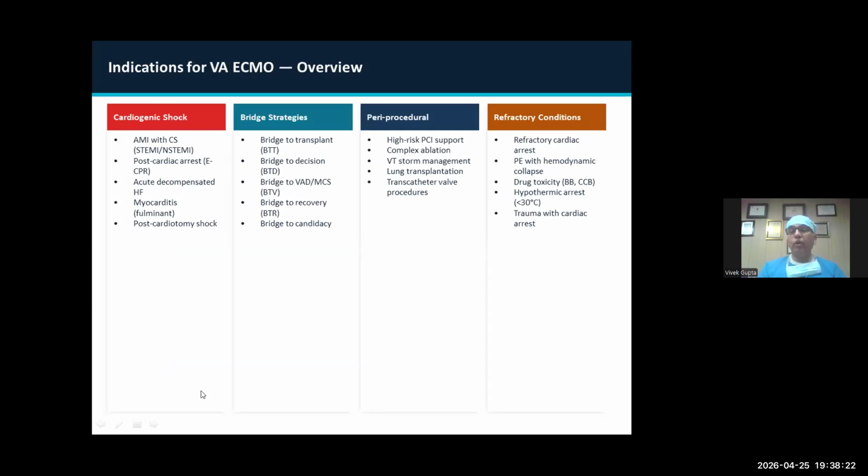So the indications for cardiogenic shock: any patient having acute myocardial infarction with severe cardiogenic shock, arrhythmia, or electrical storm not responding to conventional management, a post-cardiac arrest patient, any patient who has some reversible cause and is having a cardiac arrest, and decompensated heart failure where we can think of recovery, in cases of myocarditis, peripartum cardiomyopathy, or post-cardiotomy shock. It can be a bridge to transplant, bridge to decision, or bridge to long-term assist devices.